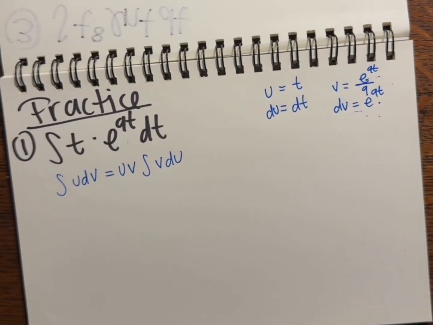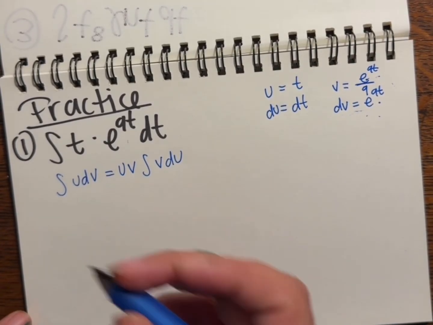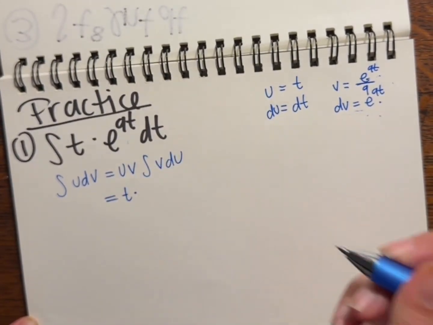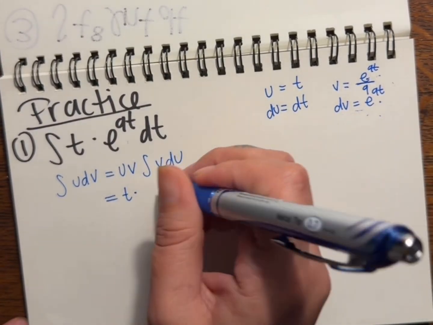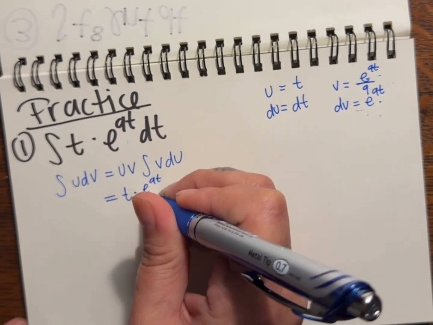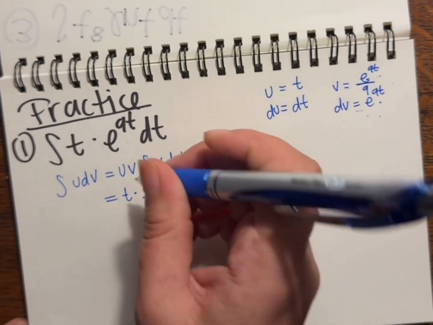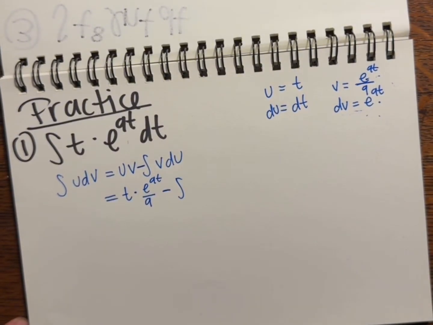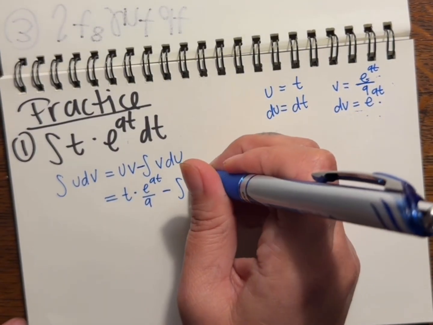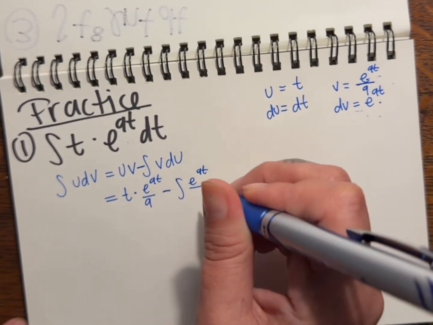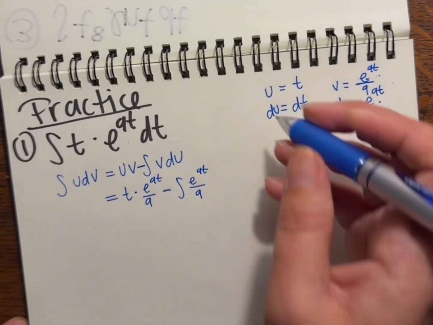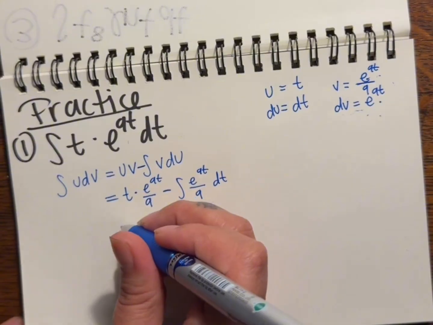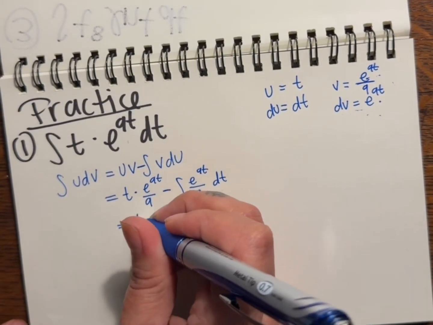Okay, and then now you just plug everything in. So now this is going to be equal to u, which is t, times v, which is e to the power of 9t over 9. And then there's a minus here. The integral of v, e to the 9t over 9, times du, which is just dt here. And then I'm just going to bring this down.